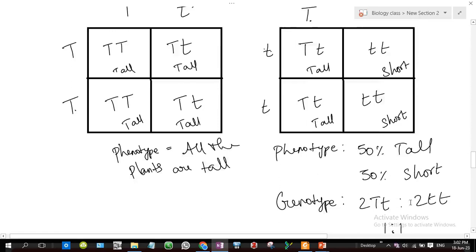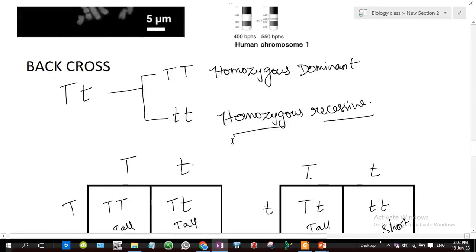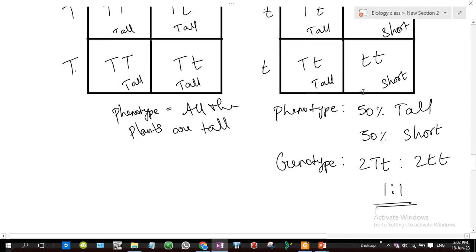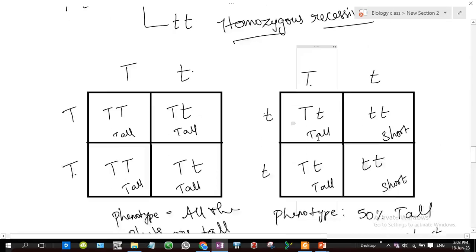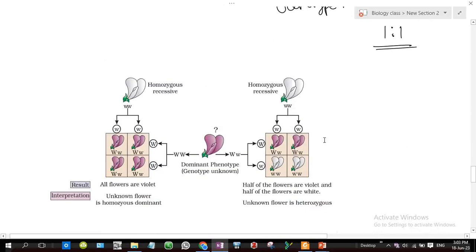These are the 2 things which you should remember under the back cross: what happens if the hybrid is crossed with a dominant parent, or with a recessive parent. From the results, Mendel was able to understand the genotype of the hybrid. To understand the genotype, he brought up a new concept, that is the test cross.